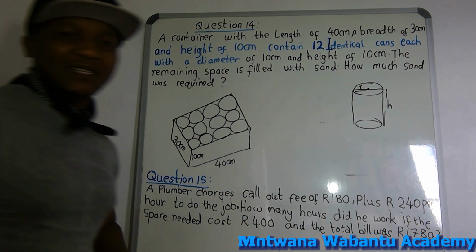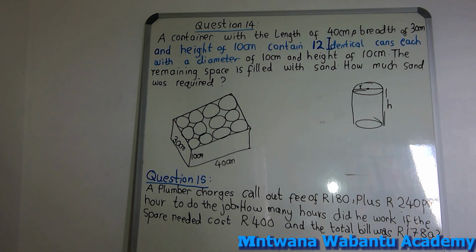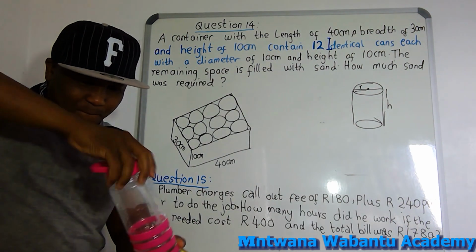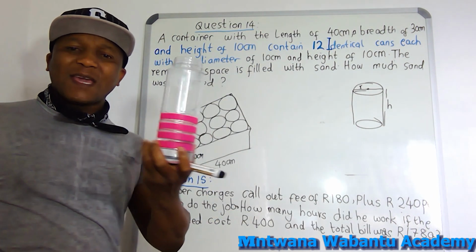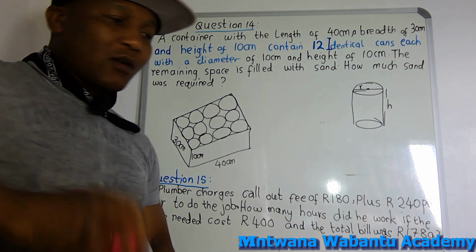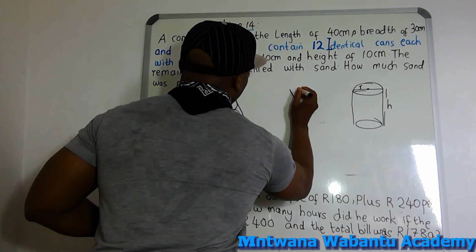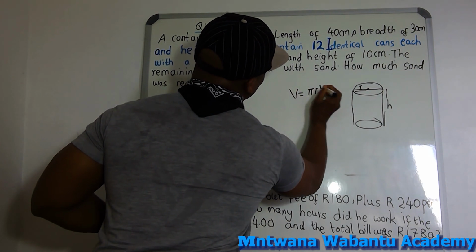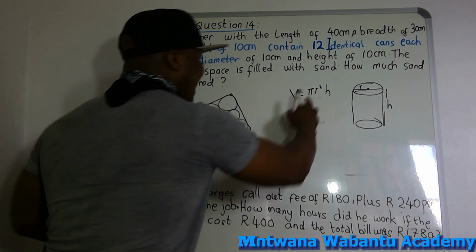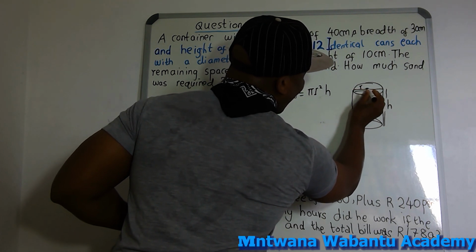A cylinder like a can or whatever, something like this. We can find the volume of this as long as you have a height and a radius. So how are we going to get the volume of a cylinder? Volume equals pi radius squared times the height. Just like that. The r represents the radius, from the center to anywhere on the edge, from here to here.